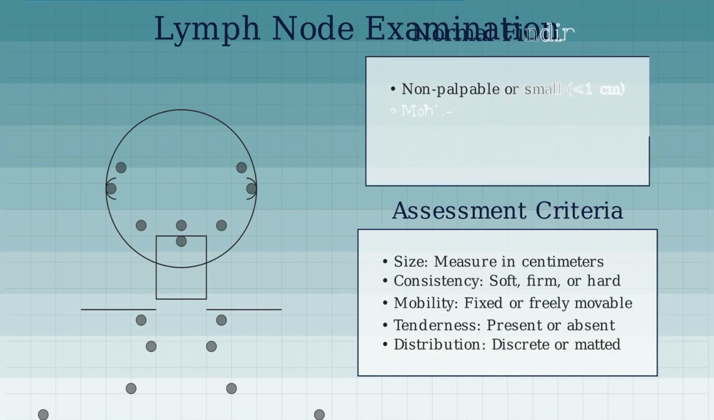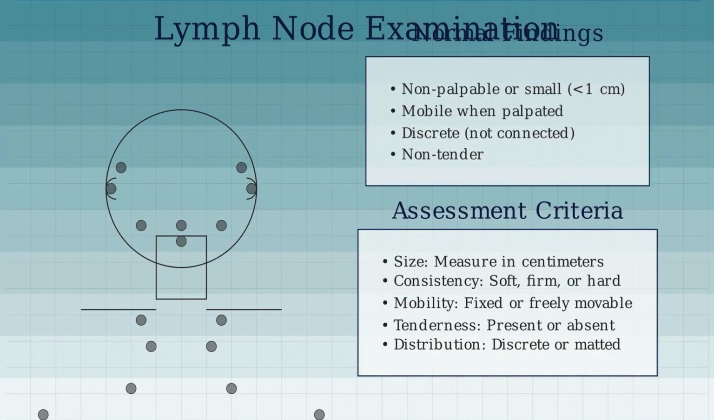Understanding normal lymph node characteristics is essential for identifying abnormalities. Normal lymph nodes are typically non-palpable or small, less than 1 centimeter in diameter. They should be mobile when palpated, not fixed to surrounding tissues. Normal nodes are discrete, meaning they are separate and not connected to each other. And they should be non-tender upon palpation. Perform lymph node examinations systematically to ensure all node groups are properly assessed.